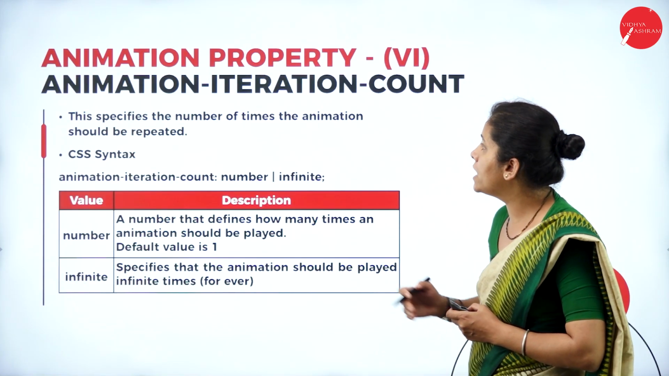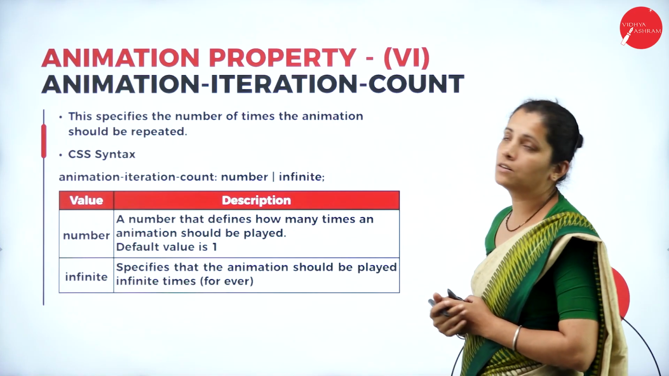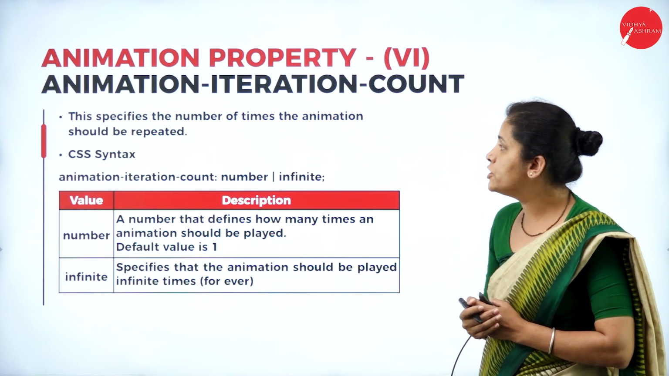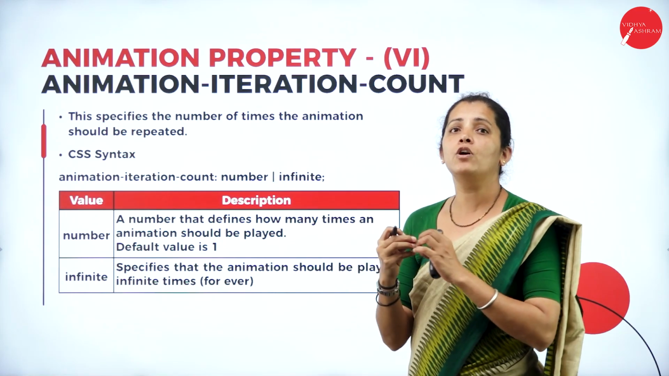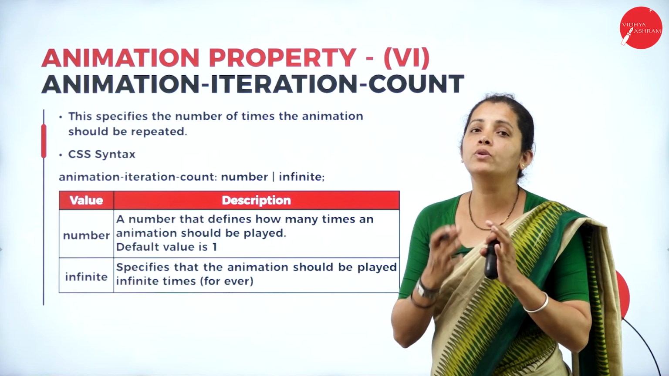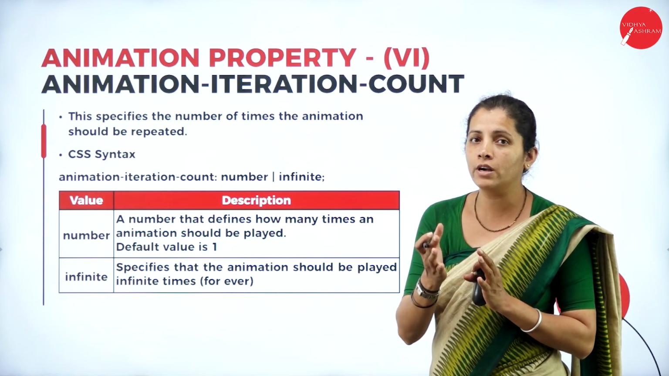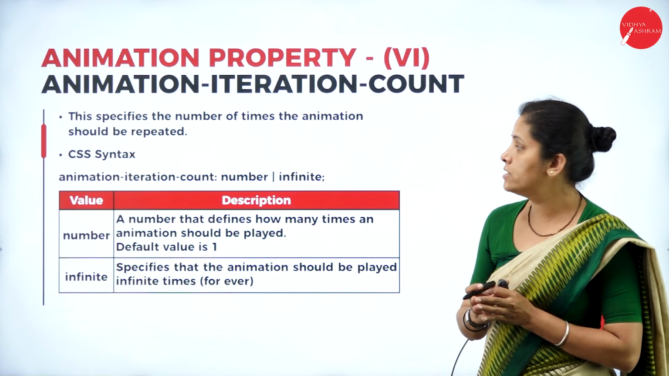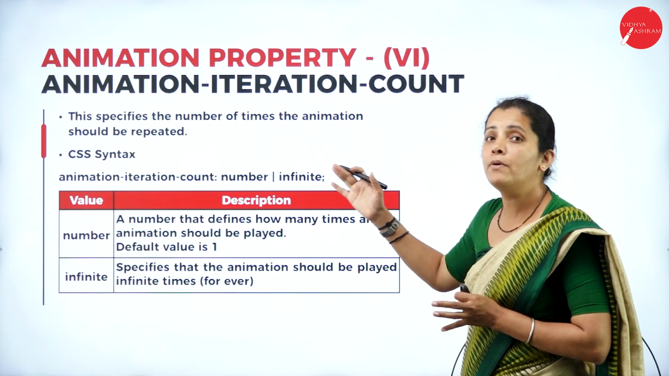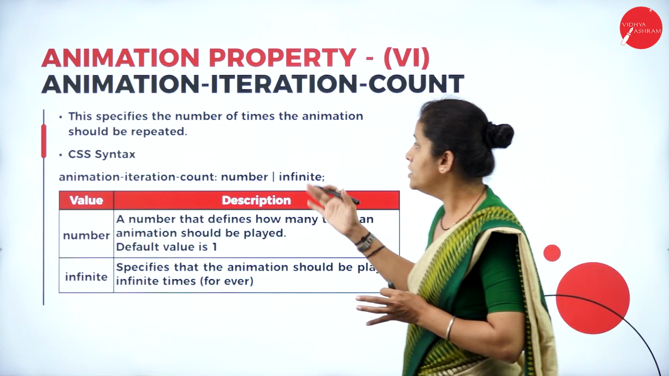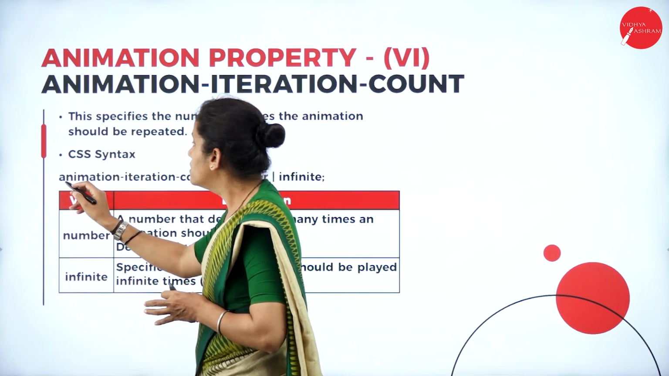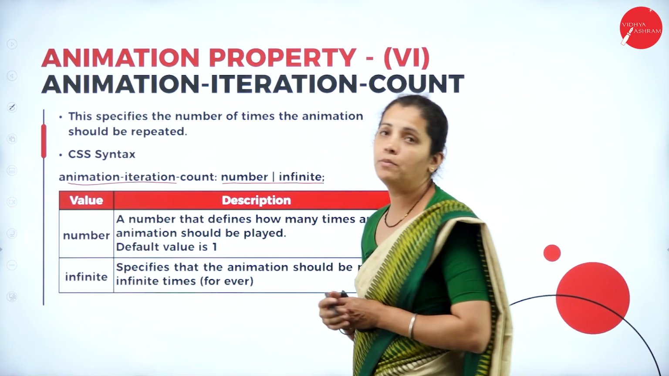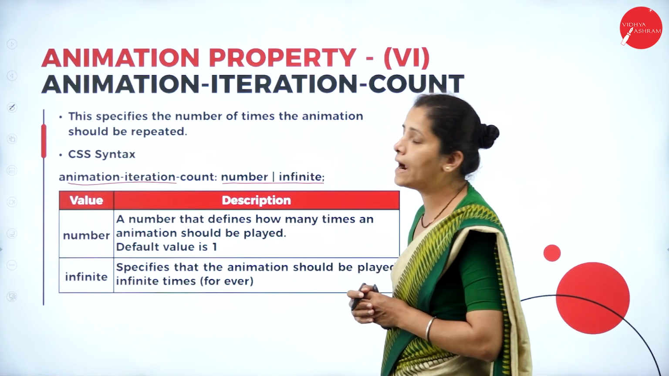In that, the first one is animation iteration count. This specifies the number of times the animation should be repeated. Suppose I want to repeat the same animation 3 times, 4 times or 5 times, then I use the property called animation iteration count, and I specify the number of times I want to repeat the animation. So I have the syntax. What is my property name? Animation iteration count. And what values can I specify? That is number and infinite.